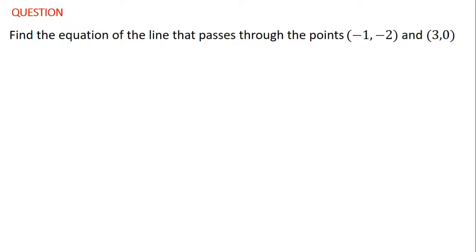The question for this video is, find the equation of the straight line that passes through the points (-1, -2) and (0, 3). So this straight line passes through the points (-1, -2) and (0, 3). The question wants us to find the equation of the straight line. As we have seen, the first thing we need to do is to use the coordinates of these points to find the gradient of the straight line.